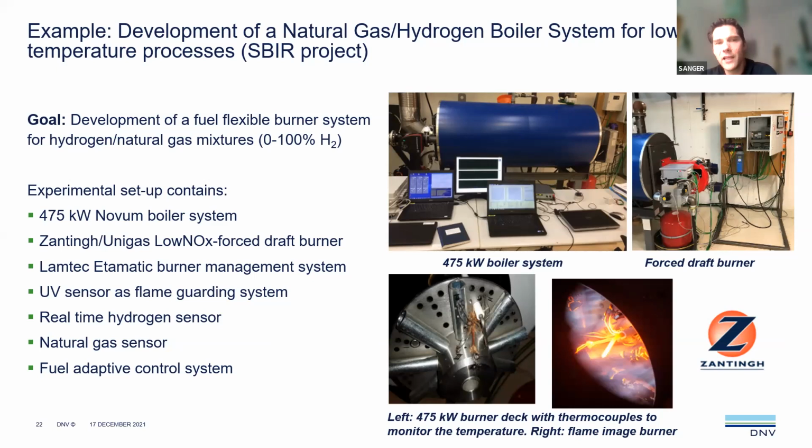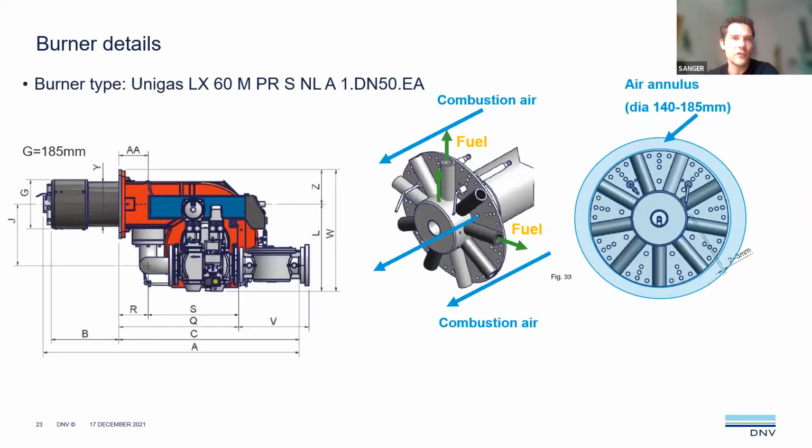So we replaced it by using a UV sensor, and that one worked very well for sensing pure hydrogen. We also developed a fuel adaptive control system. I will show that on the next page, but first, to give you an impression about the burner we use, it's just a simple but very good forced draft burner system.